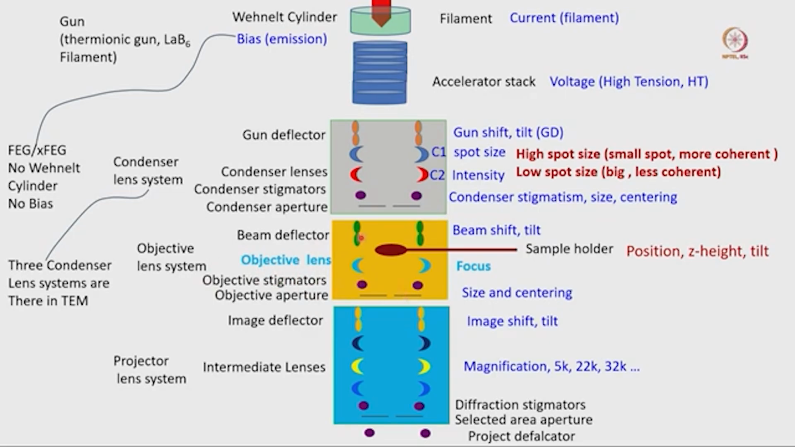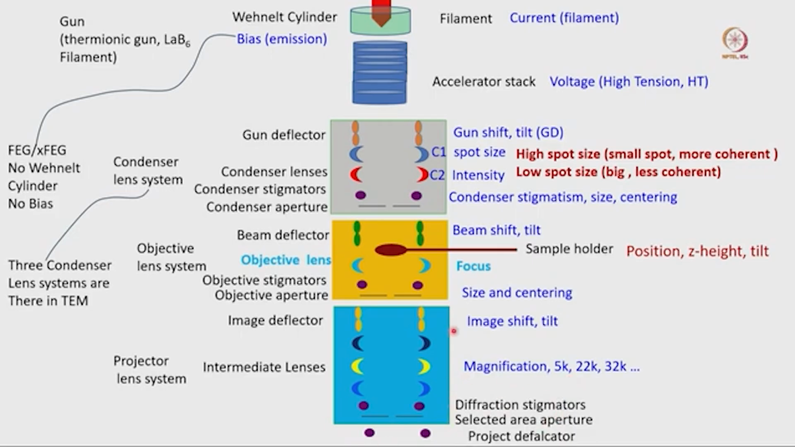apertures. Now if you come down from this one, you can see that next there will be the image deflector, which appears as image shift and tilt, and then there will be two intermediate lens systems. So there is a projector lens, two intermediate lenses and two projector lenses, which can change the magnification from 5K to 22K or 32K. You can get a different magnification.